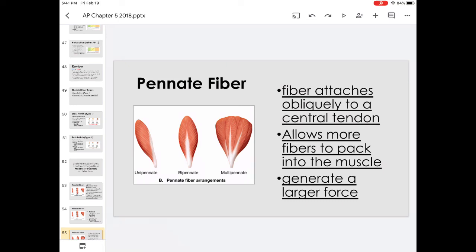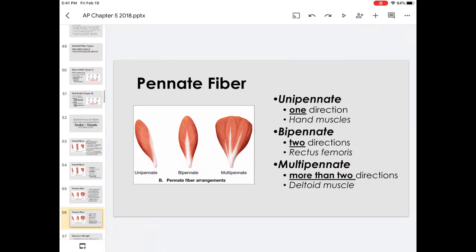Because they are more packed and they have more force, these are usually in areas where they're able to endure a lot more. There are a couple different types of pennate fibers. You have unipennate, which is just the fibers moving in one direction. An example would be your hand muscles. Unipennate are lined with a central tendon. Then you have bipennate, which is two directions that the fibers are aligned in. An example is your rectus femoris.